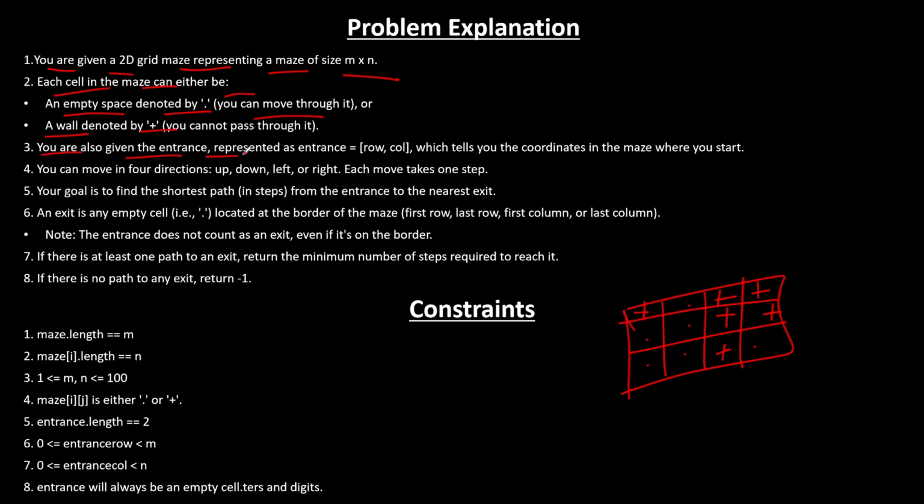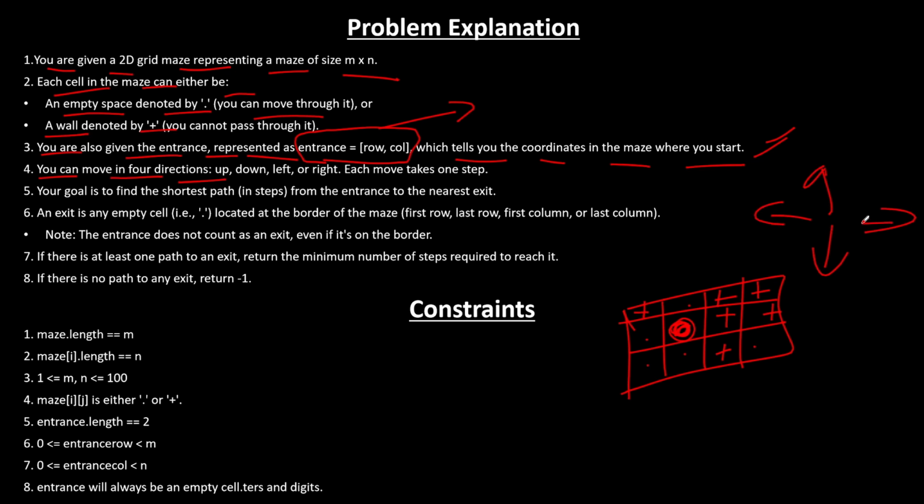You are also given an entrance represented as entrance row comma column. So we have already been given the entrance dimensions, row and column, which tell you the coordinates in the maze where you have to start. Suppose this could be the starting point. You can move in four directions: up, down, left, and right. Each move takes one step. So if you move one step left, it will count as one step.